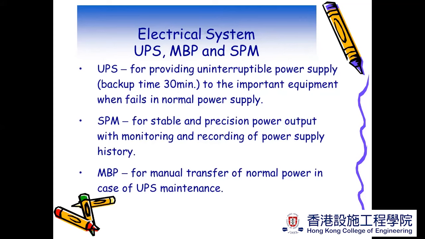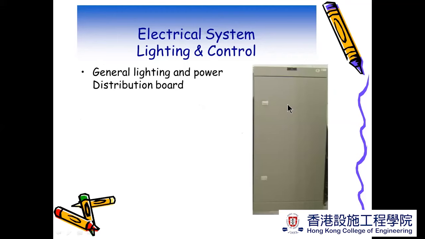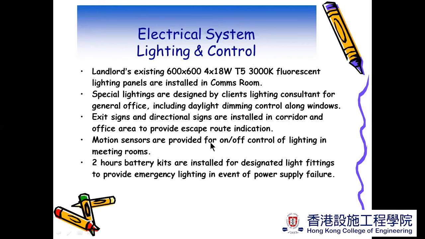Okay, the SPM is just a precision power output with monitoring and recording power supply history. MBP is some kind of a manual transfer of normal power in case of UPS maintenance, so kind of a control panel. This is a distribution board where you have general lighting and power, right? It's quite familiar with you now. And the landlord usually provides kind of a fluorescent lighting system with 4 number 18 watts T5 3000K color rendering fluorescent lighting.